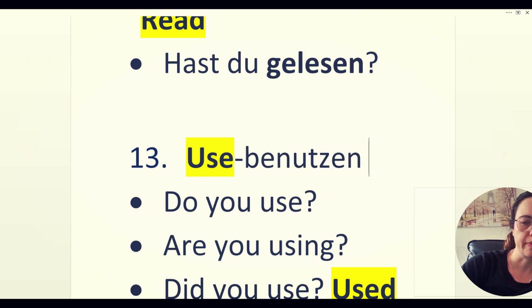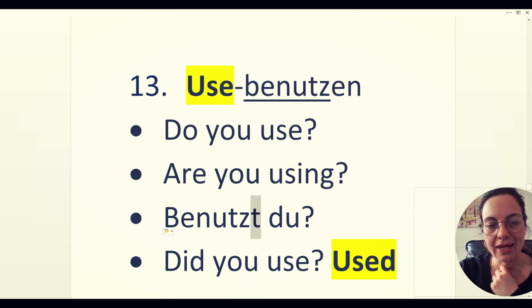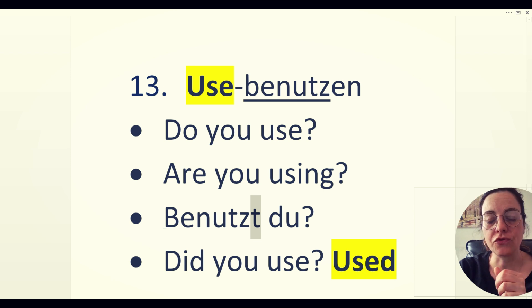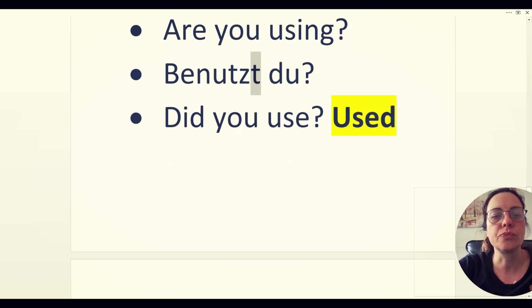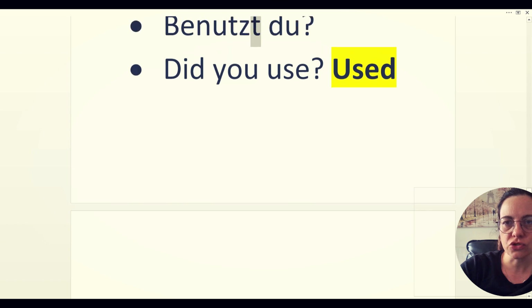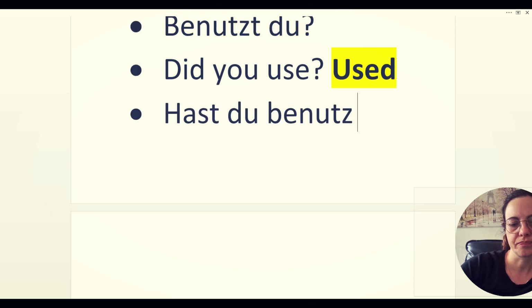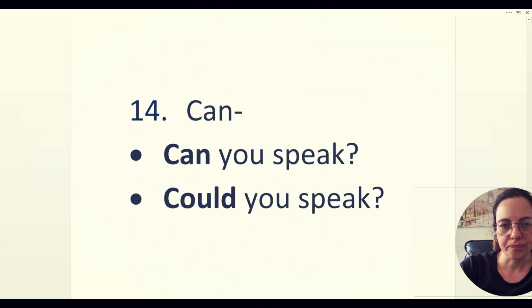Use, benutzen. Benutzt du? So the second and the third person singular have the same form. Ich benutze, du benutzt, er benutzt. Because we cannot pronounce "benutzt" twice. So benutzt du? And "did you use"? Hast du benutzt? The same form. Benutzt in Präsens, benutzt as past participle.